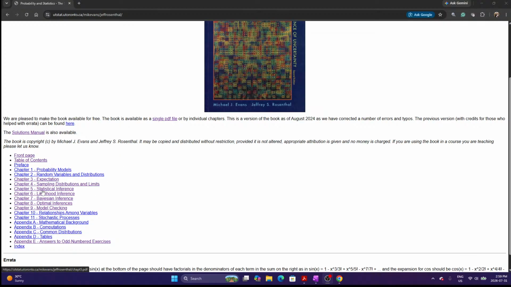Well, we didn't start from the beginning. We did chapter 5 a while back, and I do plan to cover 6, 7, and 8 as an introduction to mathematical statistics, likelihood inference, Bayesian inference, and optimal inferences. So this is what we wanted to do. And after that, we'll probably switch to more fundamental models in statistics, such as linear models.